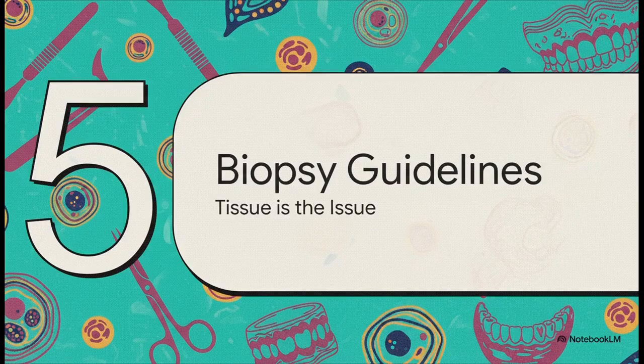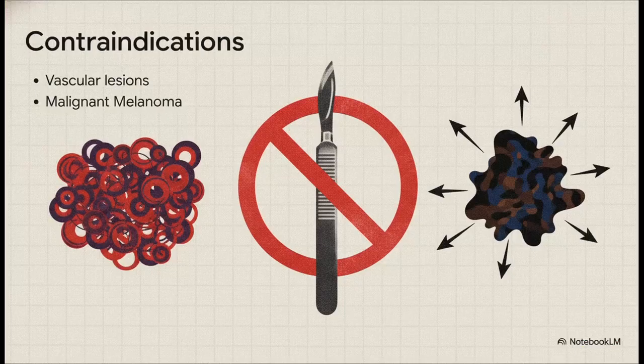Section 5. Biopsy Guidelines and Techniques. Tissue is the issue. But before you grab that scalpel, you need to know when absolutely not to cut. Huge, screaming board alert right here. There are absolute contraindications to performing a standard incisional biopsy in the clinic. Number 1, vascular lesions, like a hemangioma. You cut into that without prep, and you will have a catastrophic bleeding event on your hands.